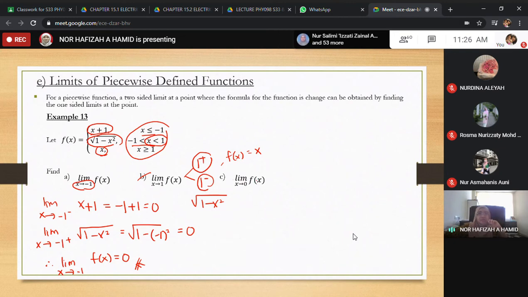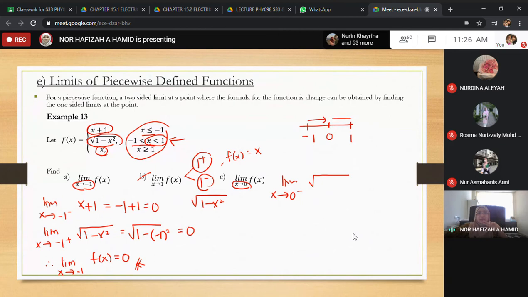So for C, limit x approach to 0, f(x). When x approach to 0, 0 is in the position of the range of function number 2, because function 2 is between negative 1 and 1. Okay, so 0 is at the center of it. So that's why when x approach to 0, when you need to calculate 0 minus, you choose function number 2, because this is 0 minus.